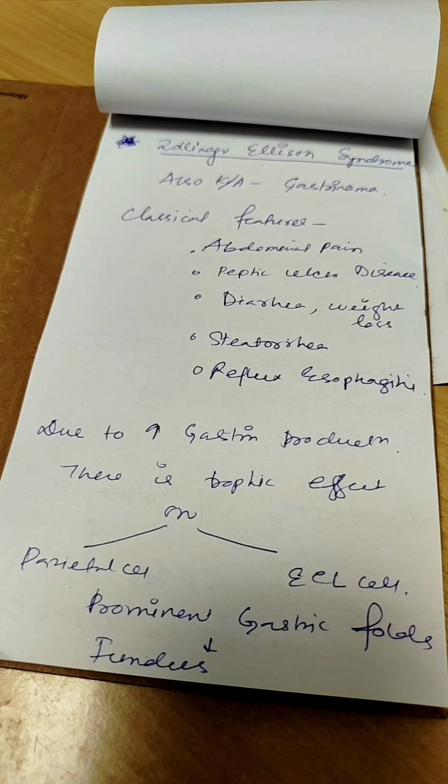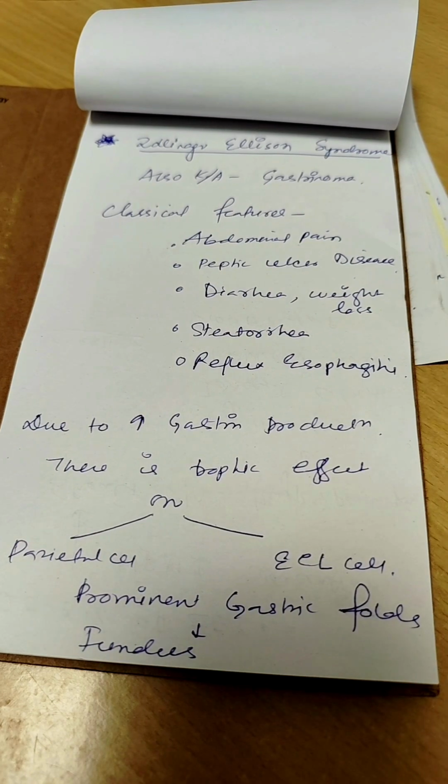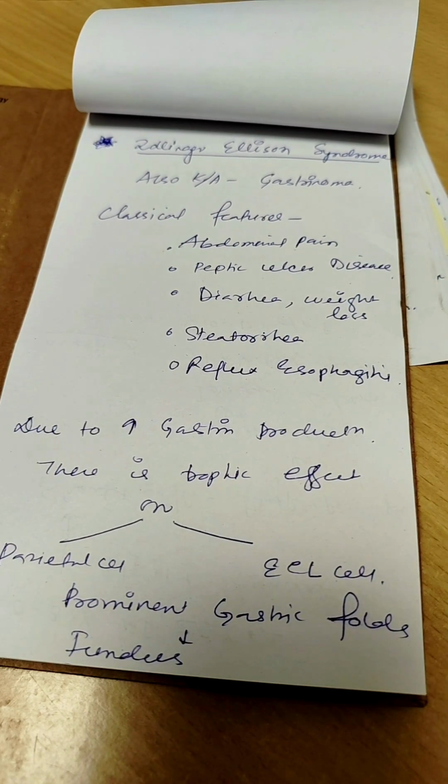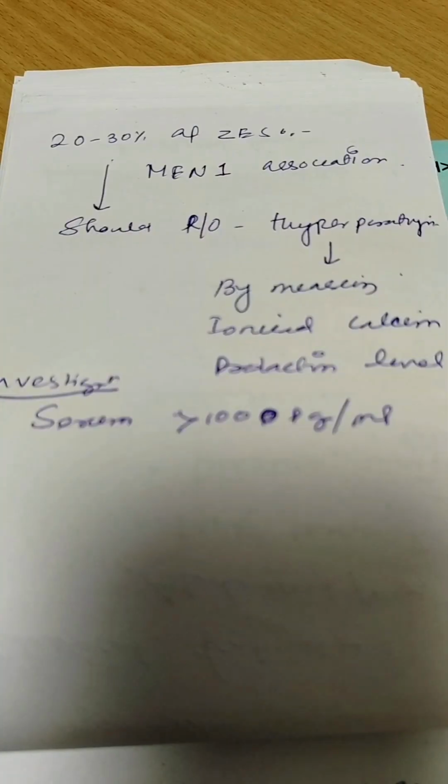Due to increased production of gastrin, we can see some trophic effects on parietal cells and enterochromaffin cells, which cause prominent gastric folds. It's mostly seen in the fundus. So we can see prominent gastric folds in the fundus in Zollinger Ellison syndrome.